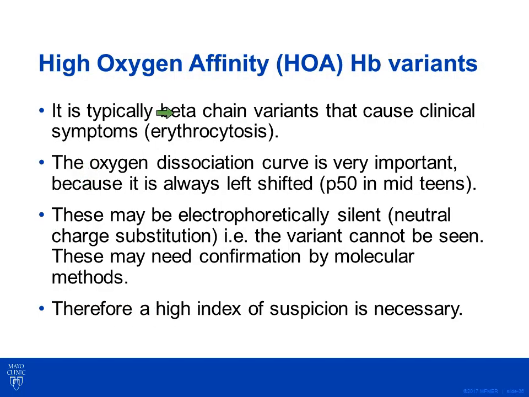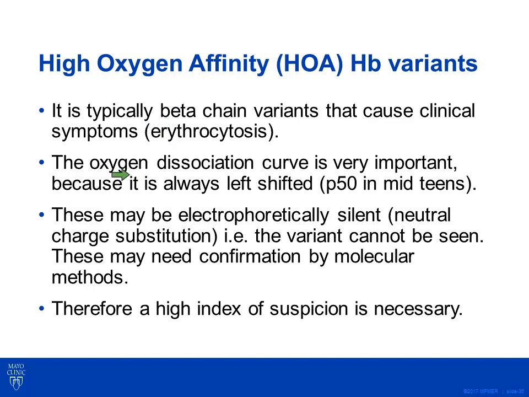It is typically beta chain variants that cause the clinical symptoms, in other words, the erythrocytosis. That's because everybody has 2 beta genes and 4 alpha genes. So if we have an abnormality in 1 beta gene, it's going to cause 50% of our molecules to have the high oxygen affinity subunit, whereas for alphas, it's only 1 out of 4.